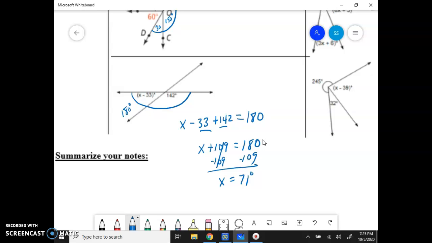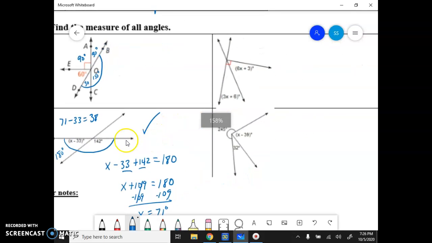And this should make sense. This should go back to the original, right? If I plug this back in, if x is 71, and I do 71 minus 33, I get 38, right? So this part here would be 38, and we know this angle is 142. Does 142 plus 38 equal 180? It sure does. So it checks out. I can check my answer on these, and I can be certain I got the right answer. All right, let's move on here.